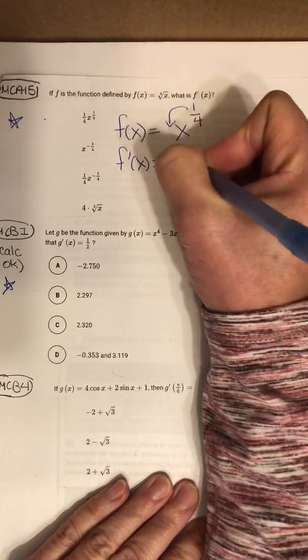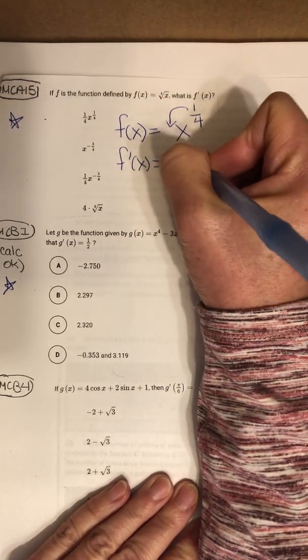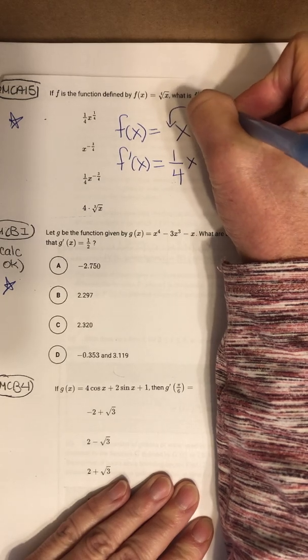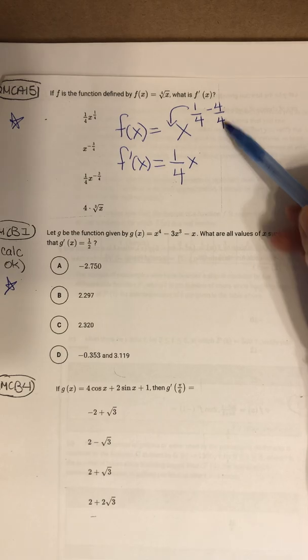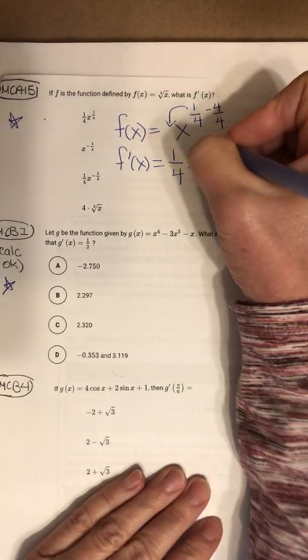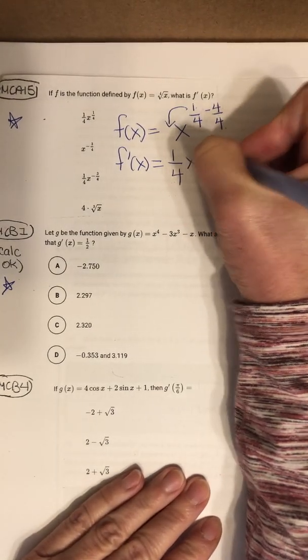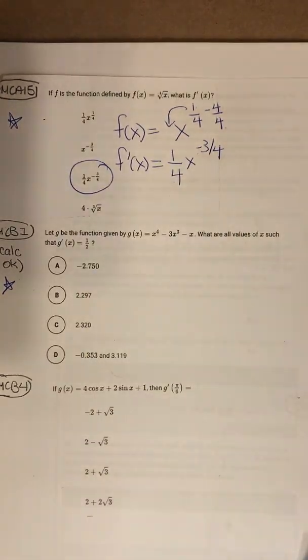I'm going to bring the 1/4 out front and multiply it. And I'm going to reduce that exponent by 1. Notice I made my 1 4/4. 1/4 minus 4/4 is a negative 3/4. And that is the answer circled.